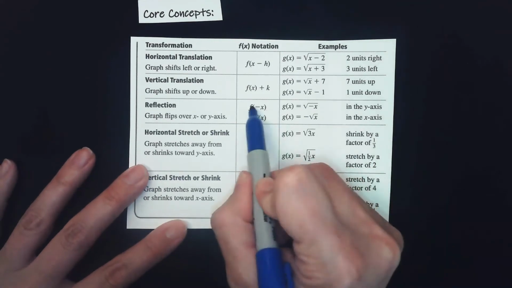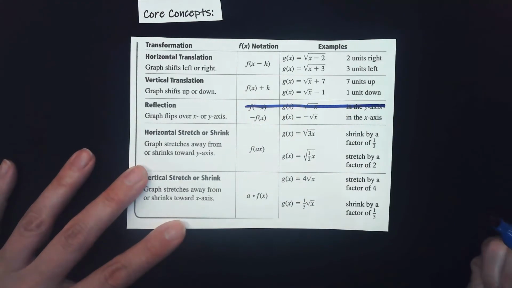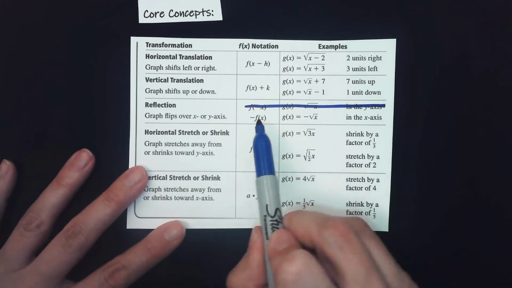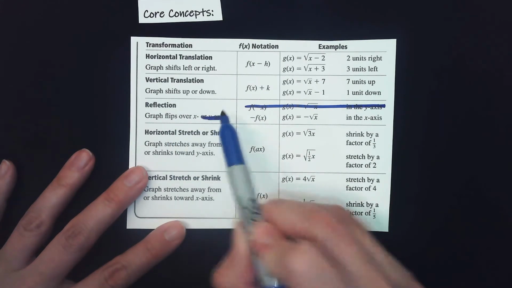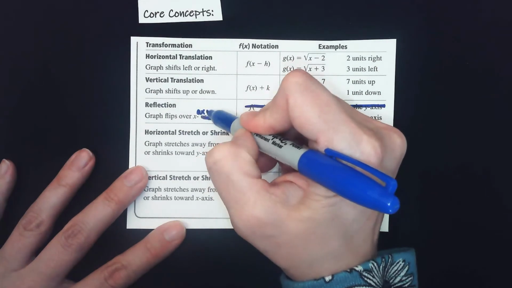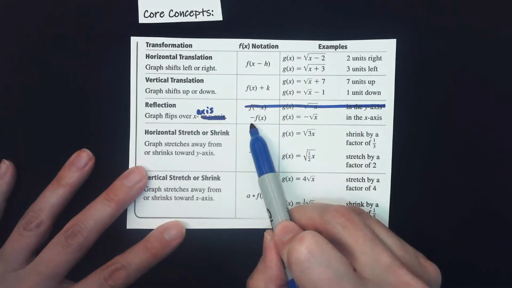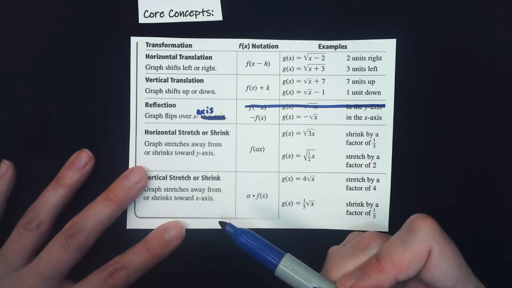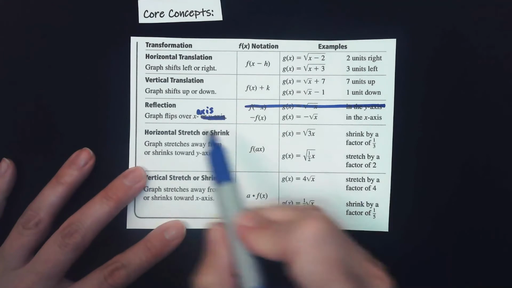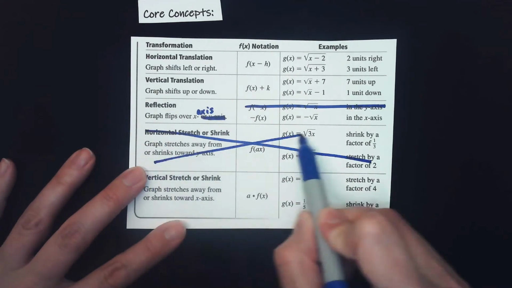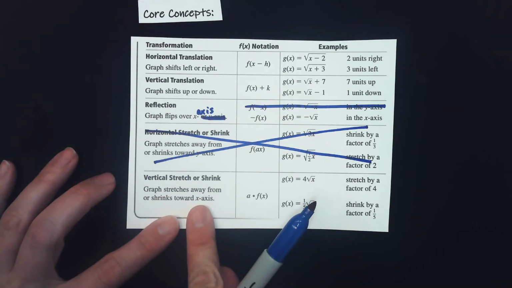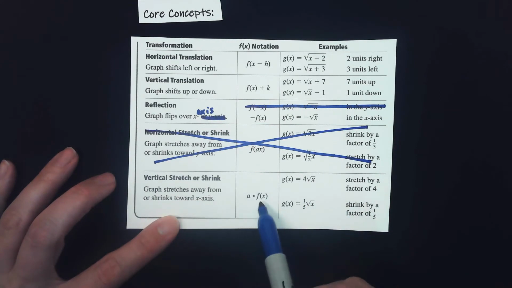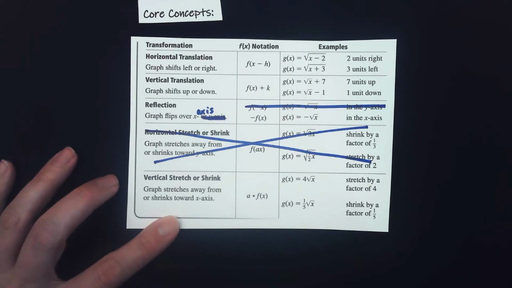Now, with reflection, we do not do a reflection in the y-axis. It flips over the x-axis when there is a negative out front. That negative reflects it in the x-axis and flips it upside down. We do not do a horizontal stretch or shrink. We do the vertical stretch or shrink, which is when there is a number multiplying our radical. It may or may not have a negative with it, but the number itself determines the stretch or shrink.